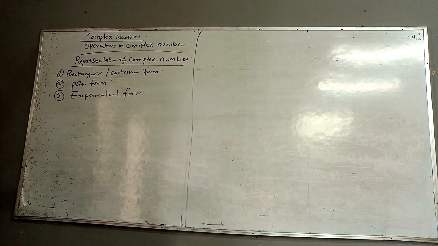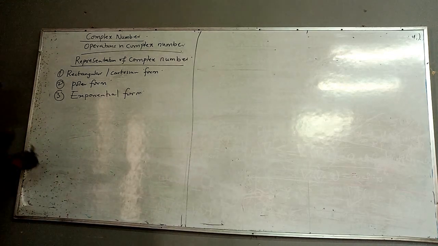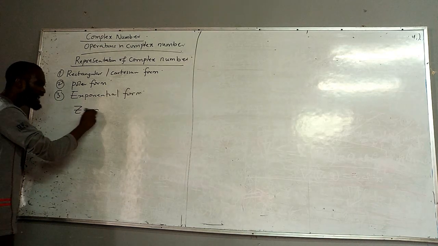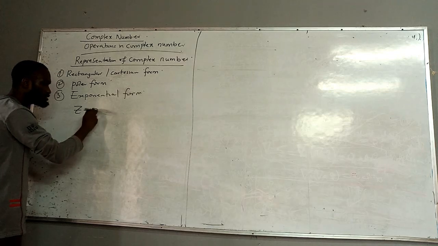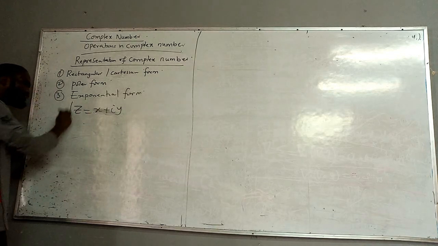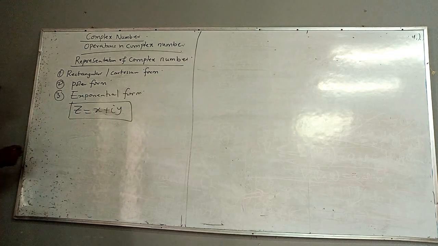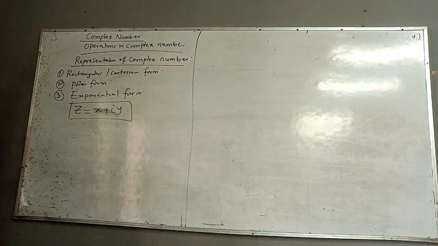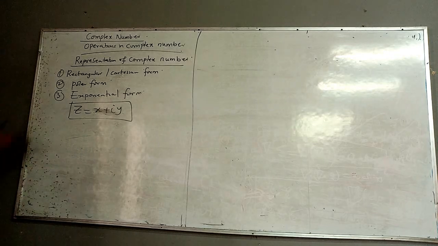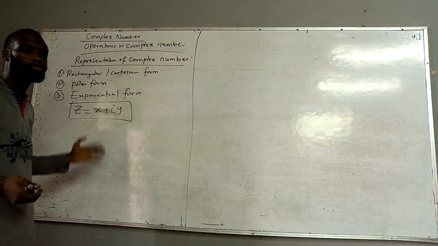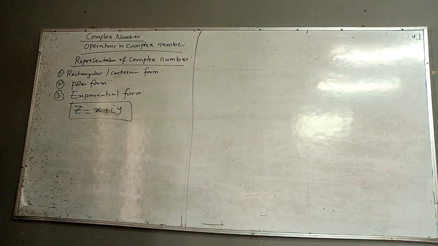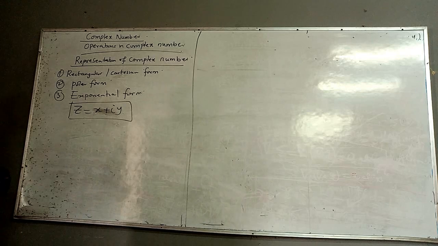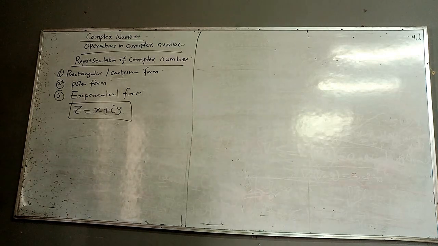The first one we see is the Cartesian and the rectangular. That is the one where we have z equals x plus iy. This form of complex number is called rectangular or Cartesian form, and that is the natural form of the complex number. From the derivation, this is what we get, and this form is called the Cartesian form and also rectangular form. And we can interpret this on a diagram.